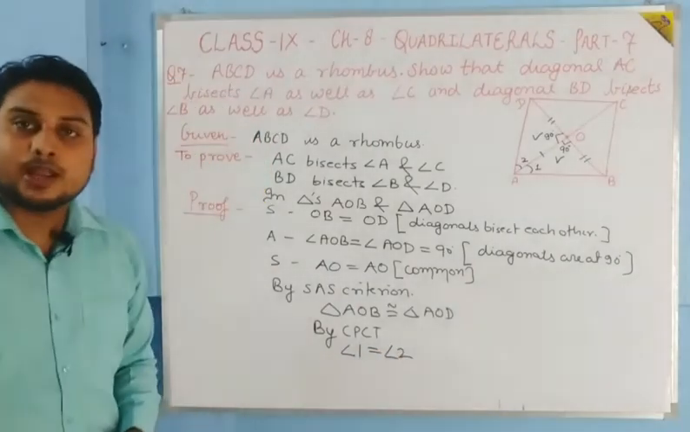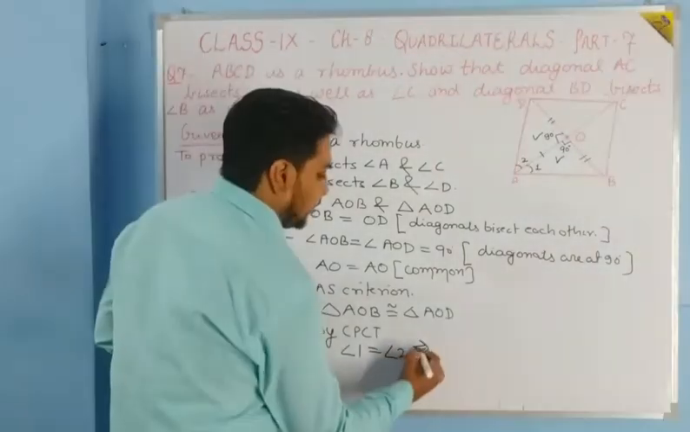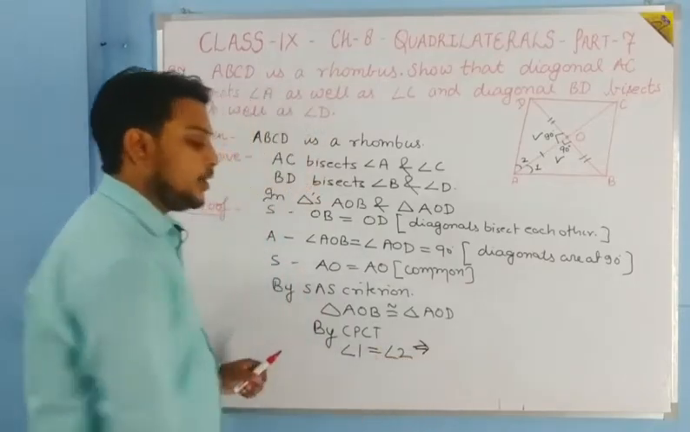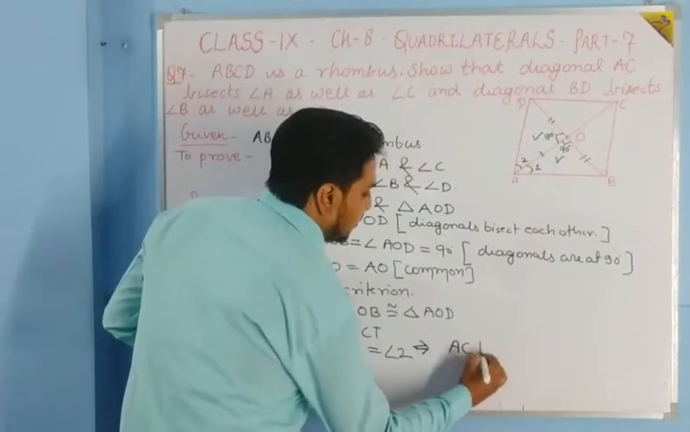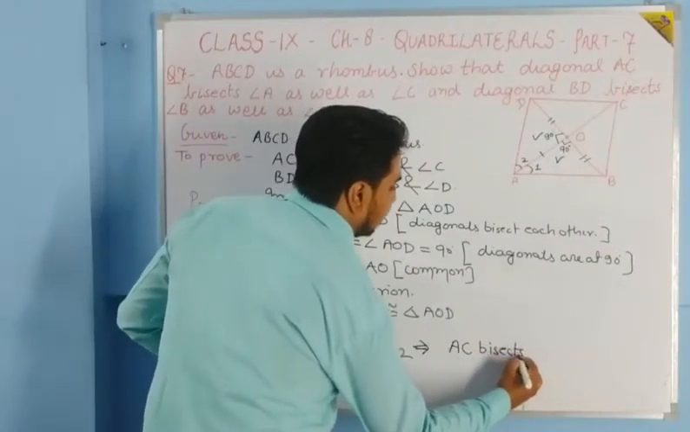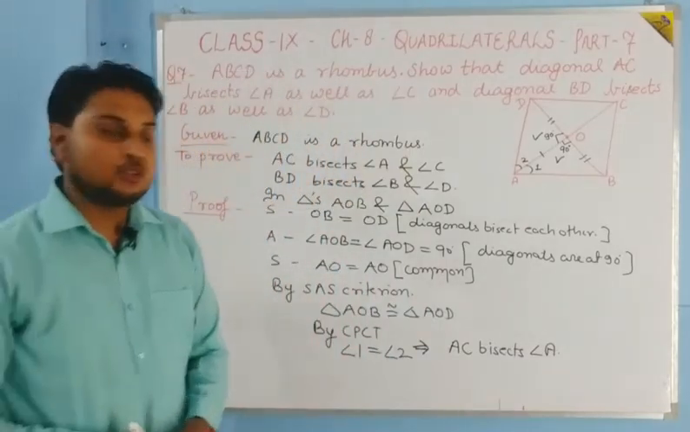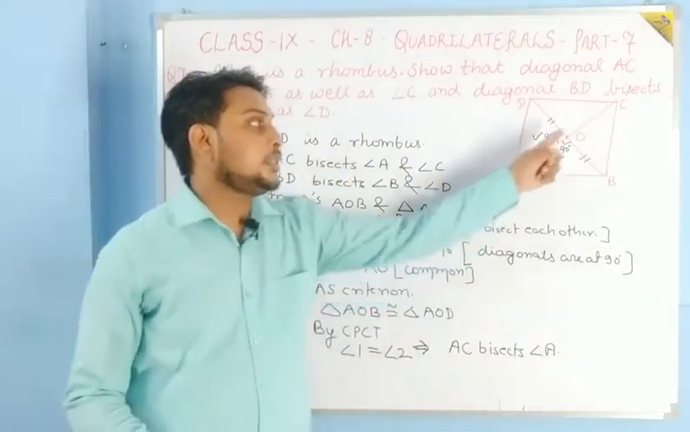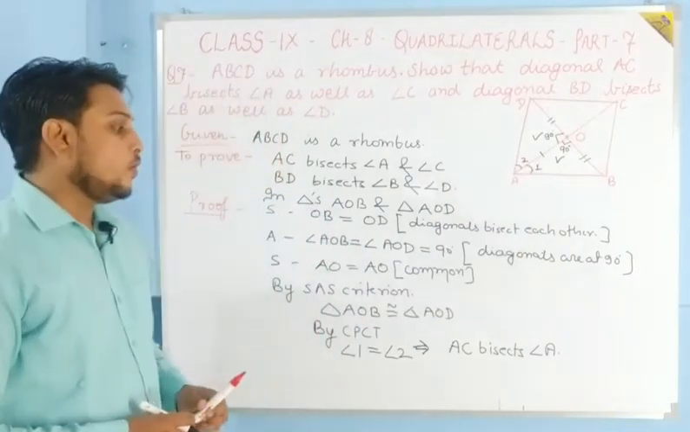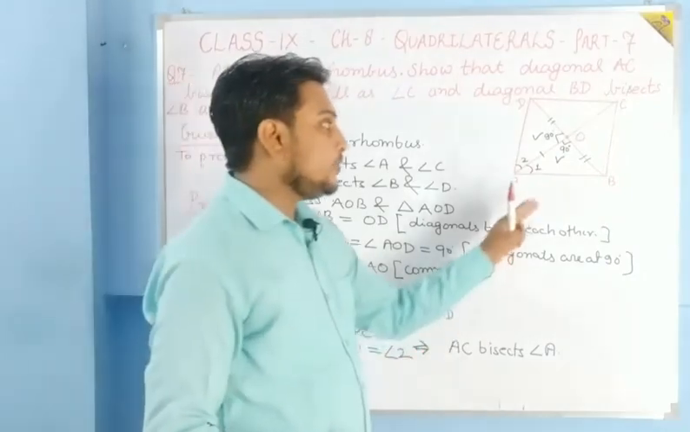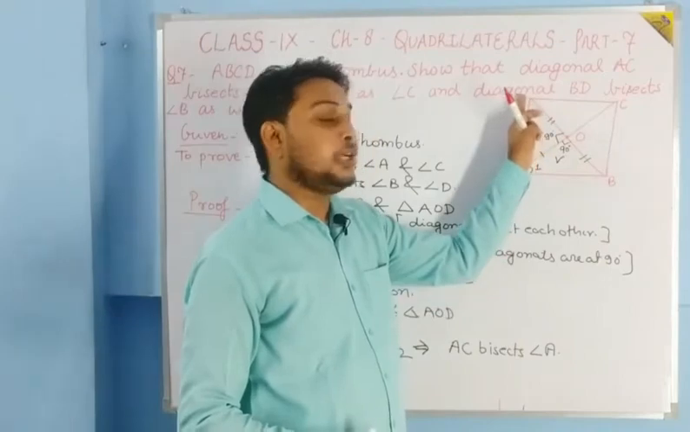Angle 1 is equal to angle 2 means what? It will imply that AC bisects angle A. So students, here we have shown that this diagonal AC is bisecting angle A. Now as students, we have shown that triangle AOB is congruent to triangle AOD.